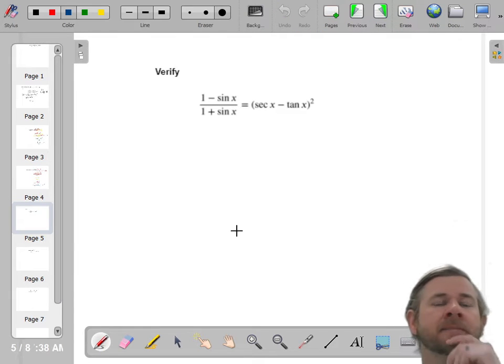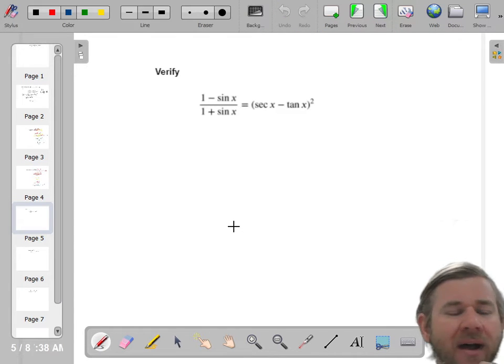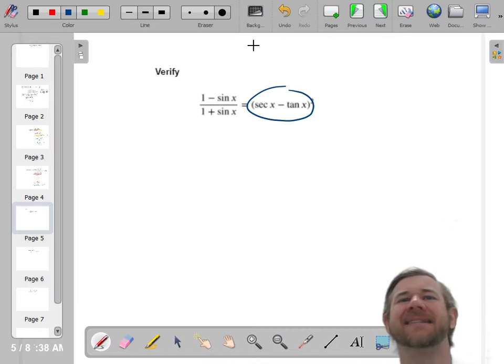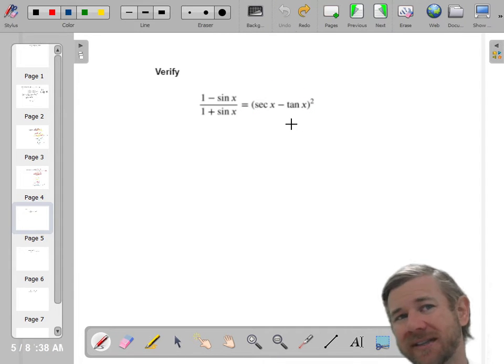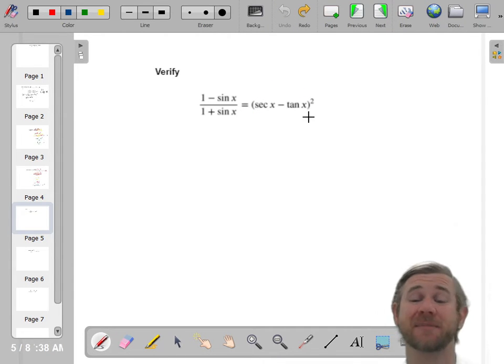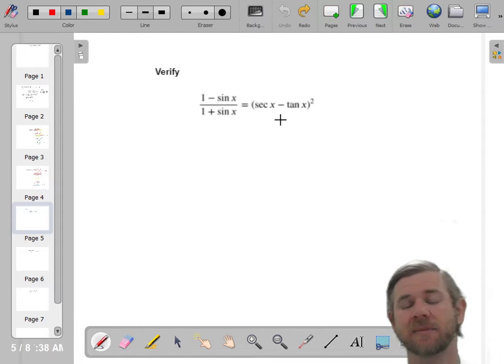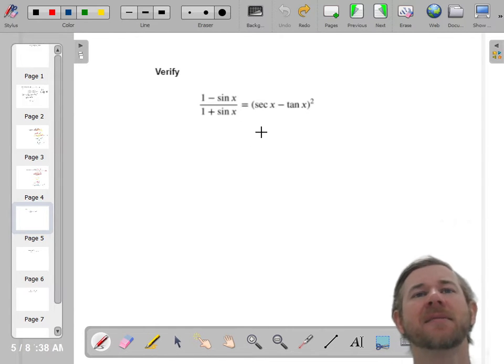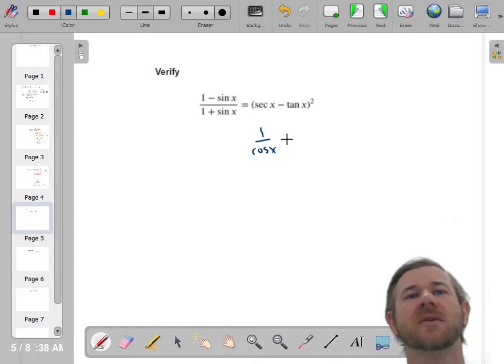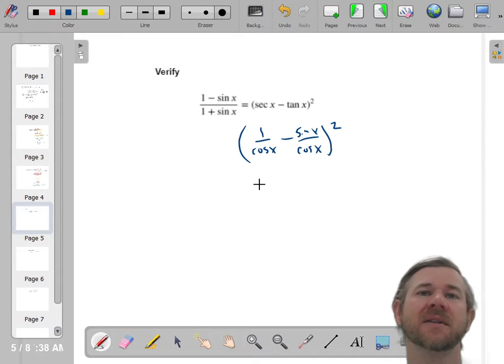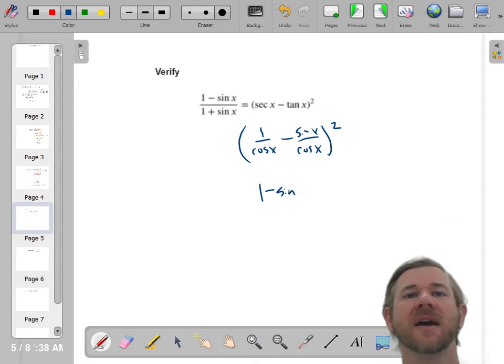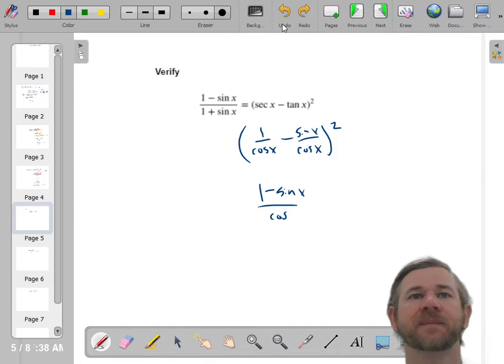Let's see. Is this a conjugate problem? If I see stuff on the right side that maybe I can convert to sine and cosine, maybe I'll try that. And this might be one I can do multiple ways. I'm sure I can do it multiple ways. But let's see what happens if I write this out. 1 over cosine x minus sine of x over cosine of x. Okay, that's 1 minus sine of x over cosine of x. And that's going to get squared.